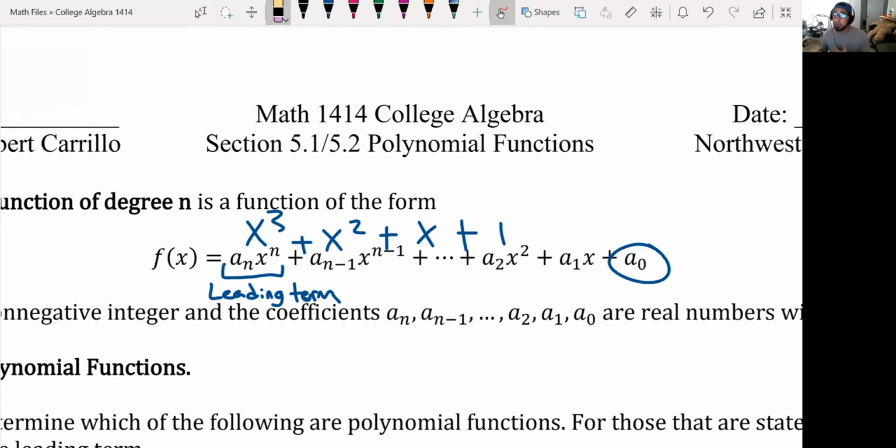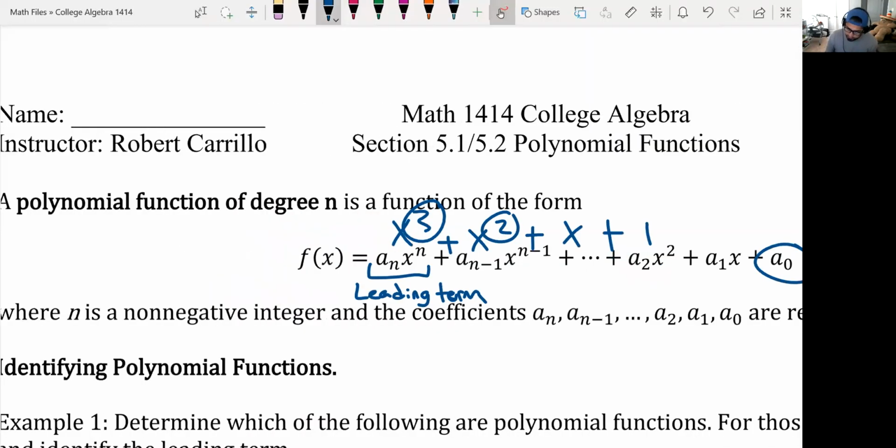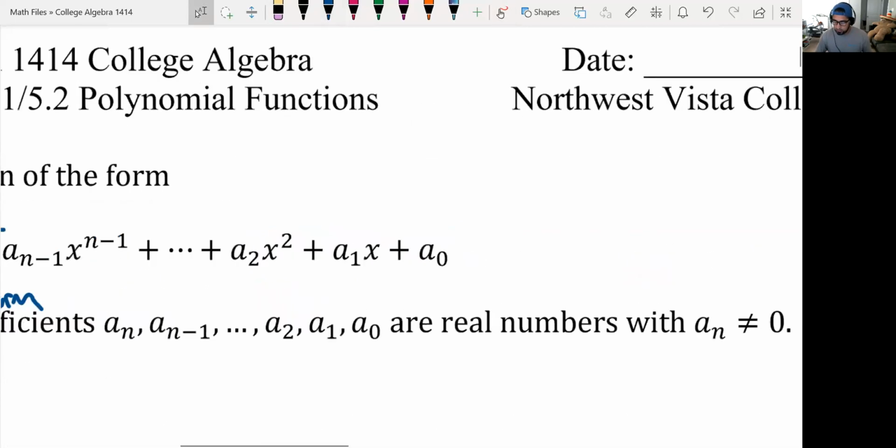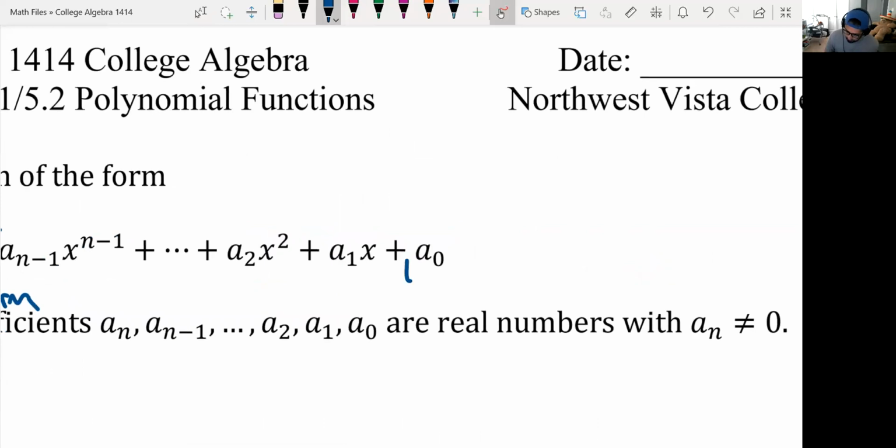And remember, to be a polynomial function, your exponents, your degrees, your powers must be whole positive numbers. Or like it says here, your powers must be non-negative integers, and your coefficients must be real numbers. Okay. I'll say leading term, and then down here I'll just say that's the constant.